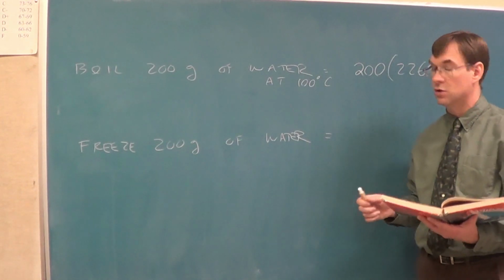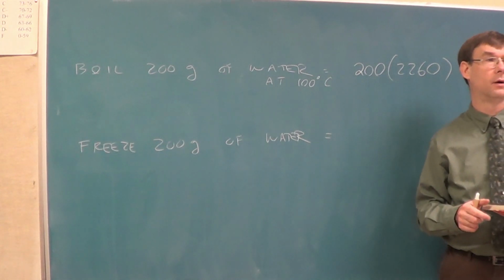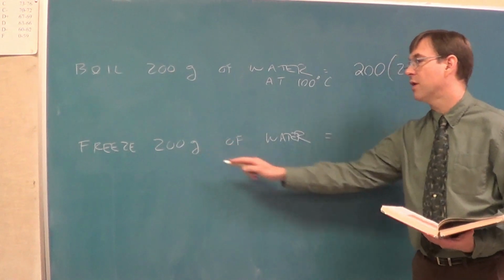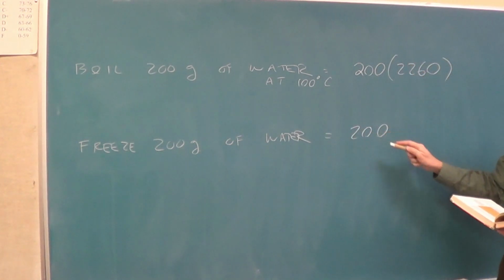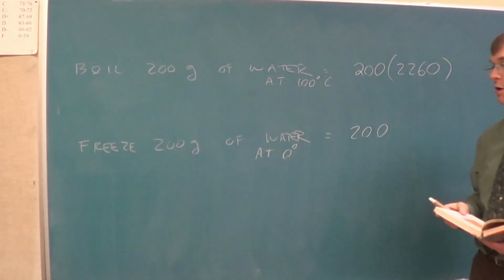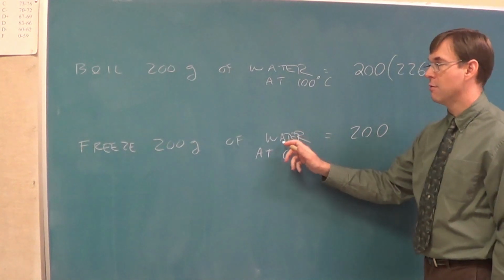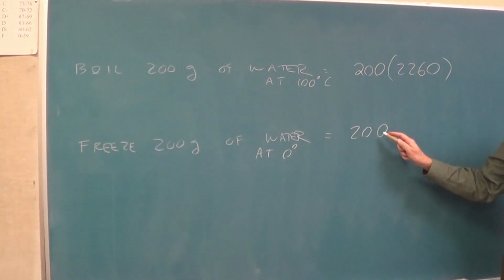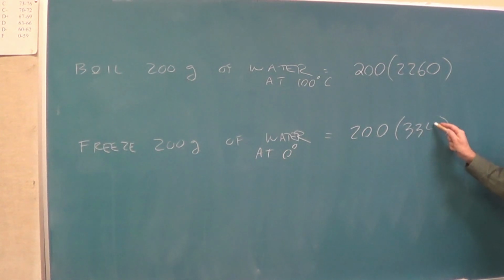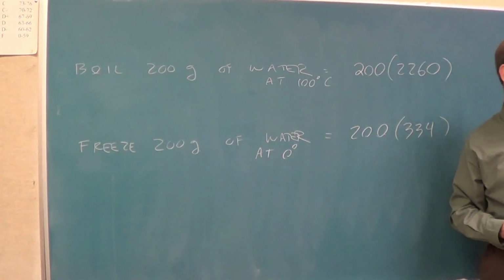So if I wanted to use the 334 with water, what would that be for? Freezing it. So if I ask you to freeze 200 grams of water, I'd have to commit that the water is already at 0 degrees, because if the water's not at 0, it won't freeze. But if the water's at 0 and I want to freeze it, the joules on that would be the 200 mass times 334. Question about that?